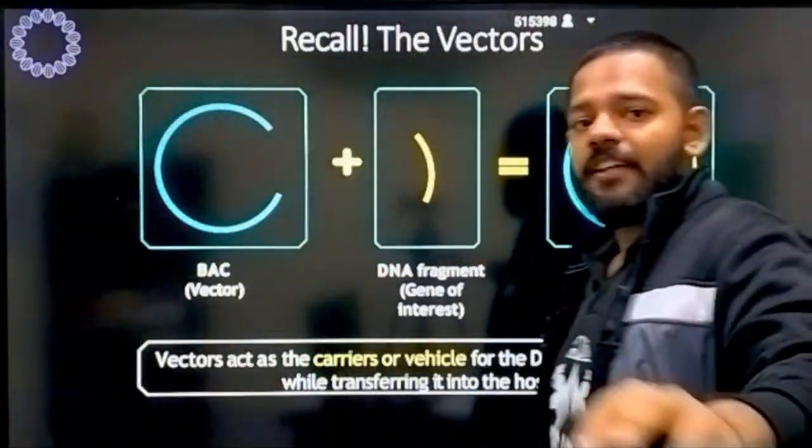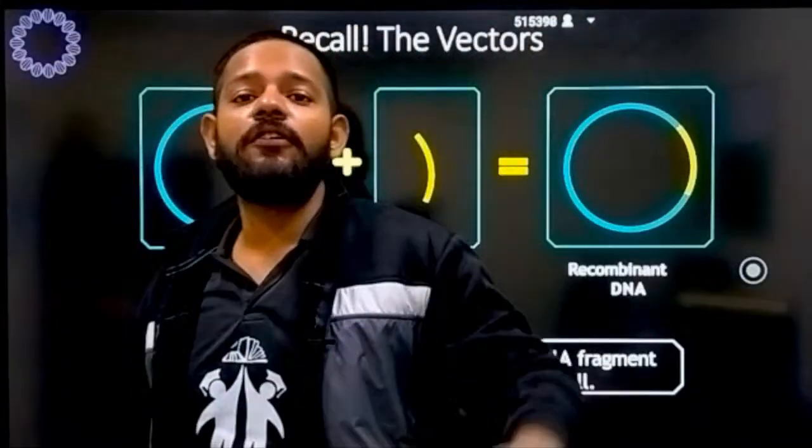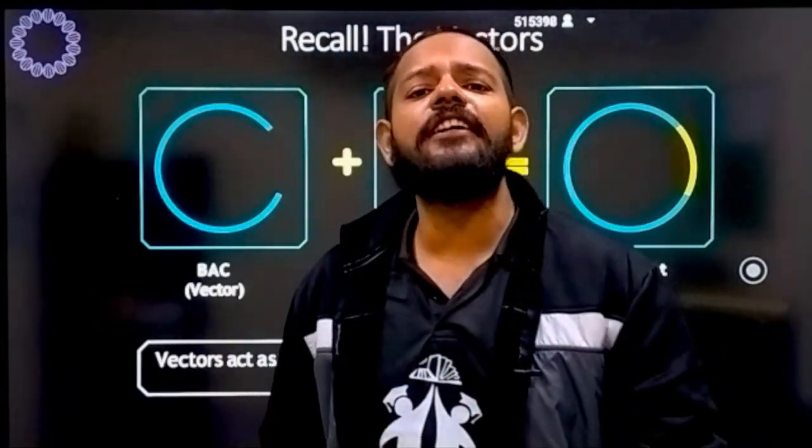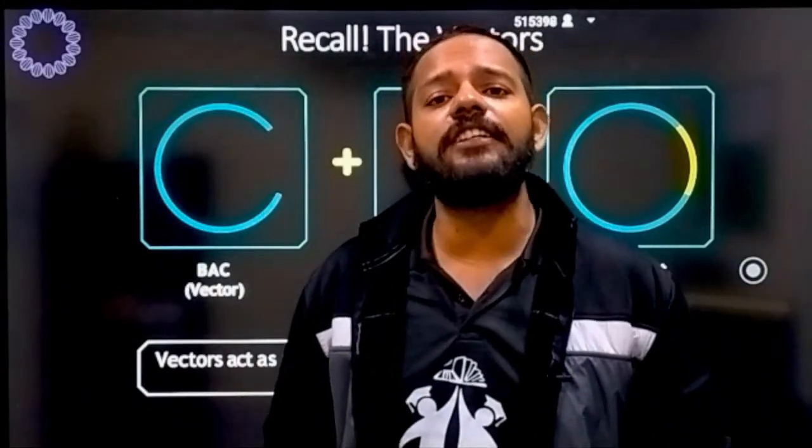In the previous lecture we studied about vectors, the vehicle DNA, that can be your BAC, bacterial artificial chromosome, your YAC, yeast artificial chromosome, plasmids, phages. All these are different kinds of vectors which we use. Vectors are those things in which we glue our gene of interest and send it inside the host cell to multiply, to do replication.